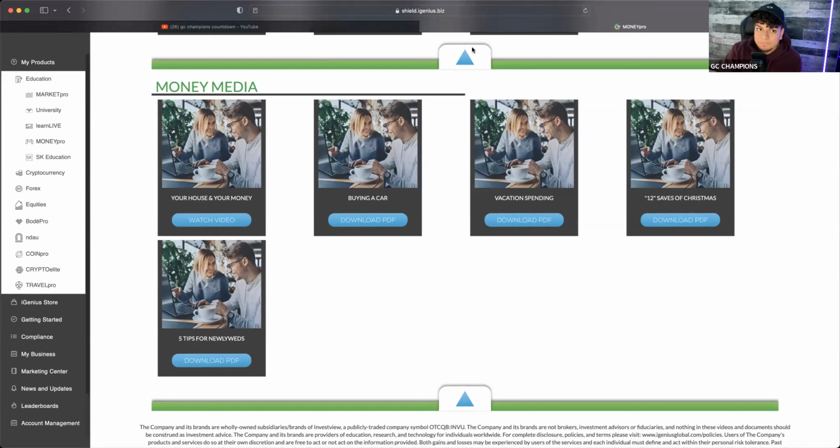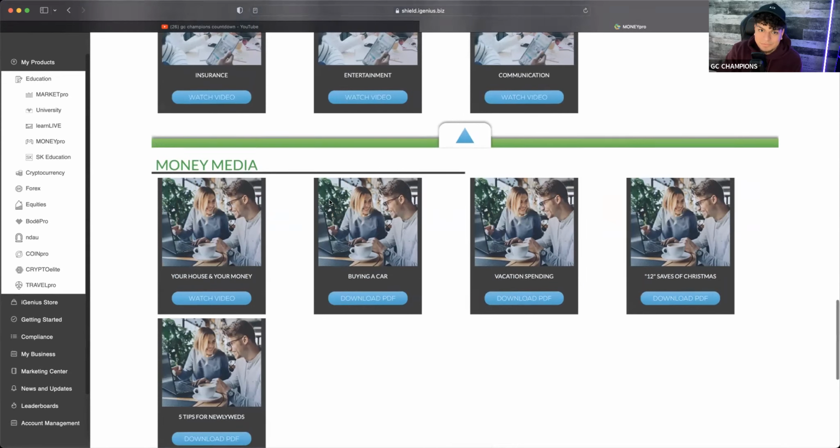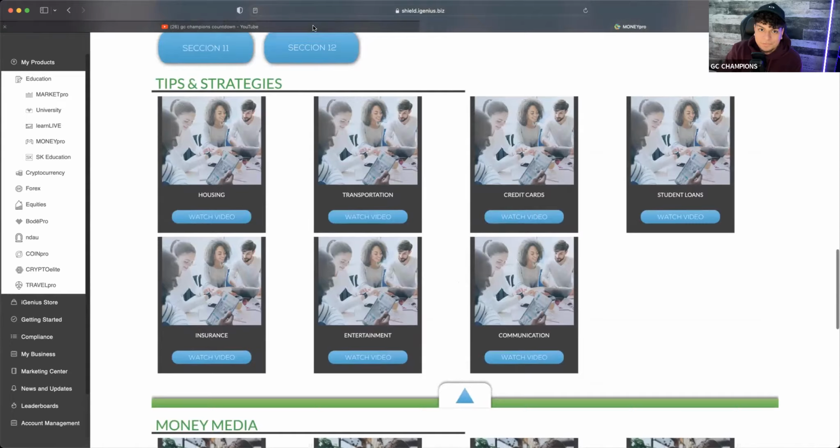But how many of you knew that we had this extensive material in this section? Did you guys know this? Did you guys know that we had videos on how to buy a car, how to plan for vacations, how to plan for traveling, transportation, credit cards? I don't know if a lot of you knew that. And if you didn't, now you know. So definitely a great tool to leverage, 100%.